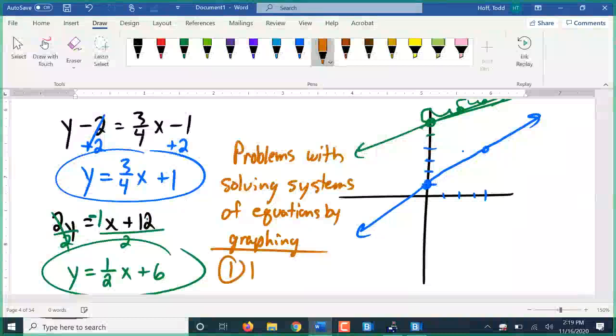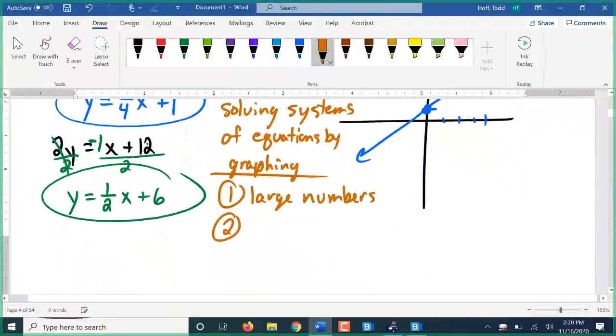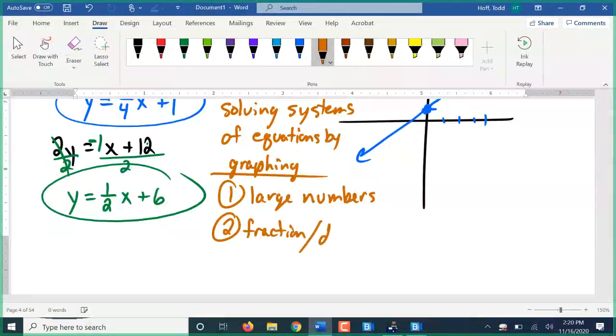Problem 1 is large numbers. If we have really large numbers, we either need a really huge graph or the solutions are going to go off of the scope of our graph. The other is if we have solutions that are fractions or decimals. Trying to read fractions or decimals off of a graph is really almost impossible to do, especially when you're looking at two lines intersecting, trying to figure out what fraction or decimal they intersect at.